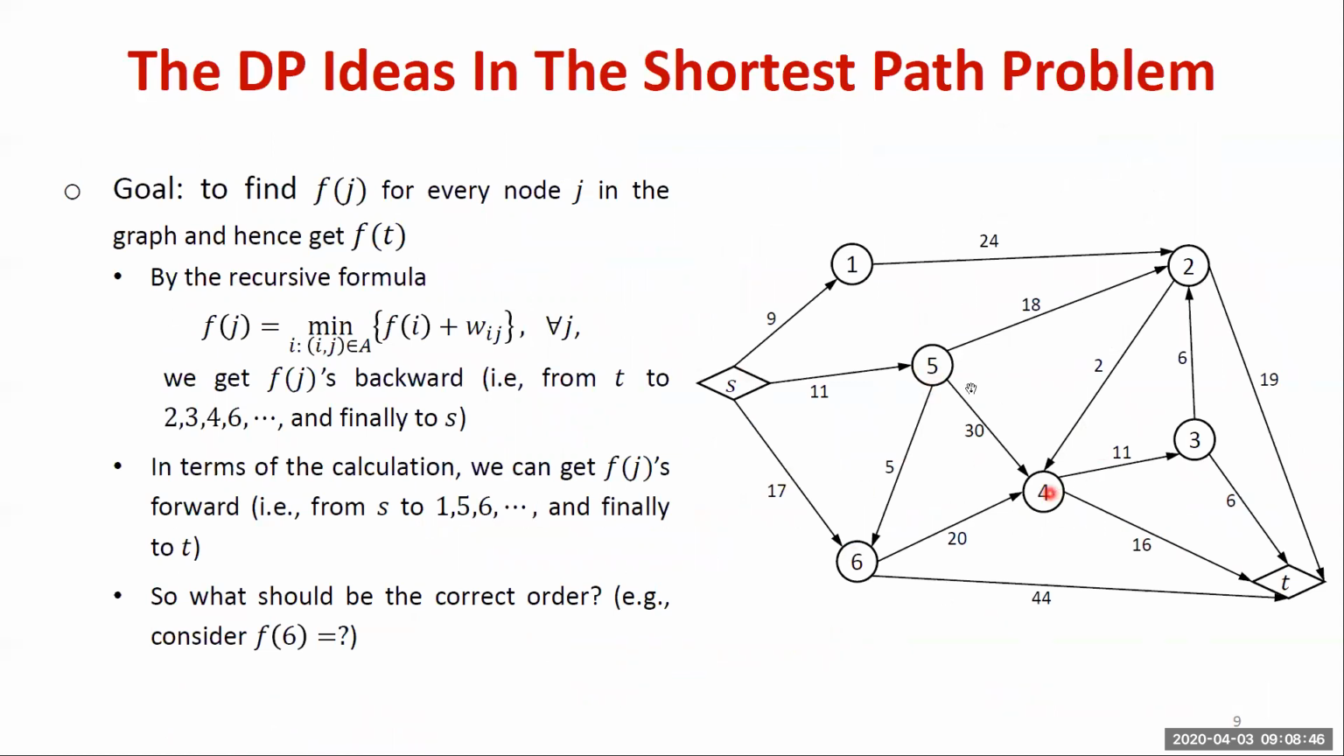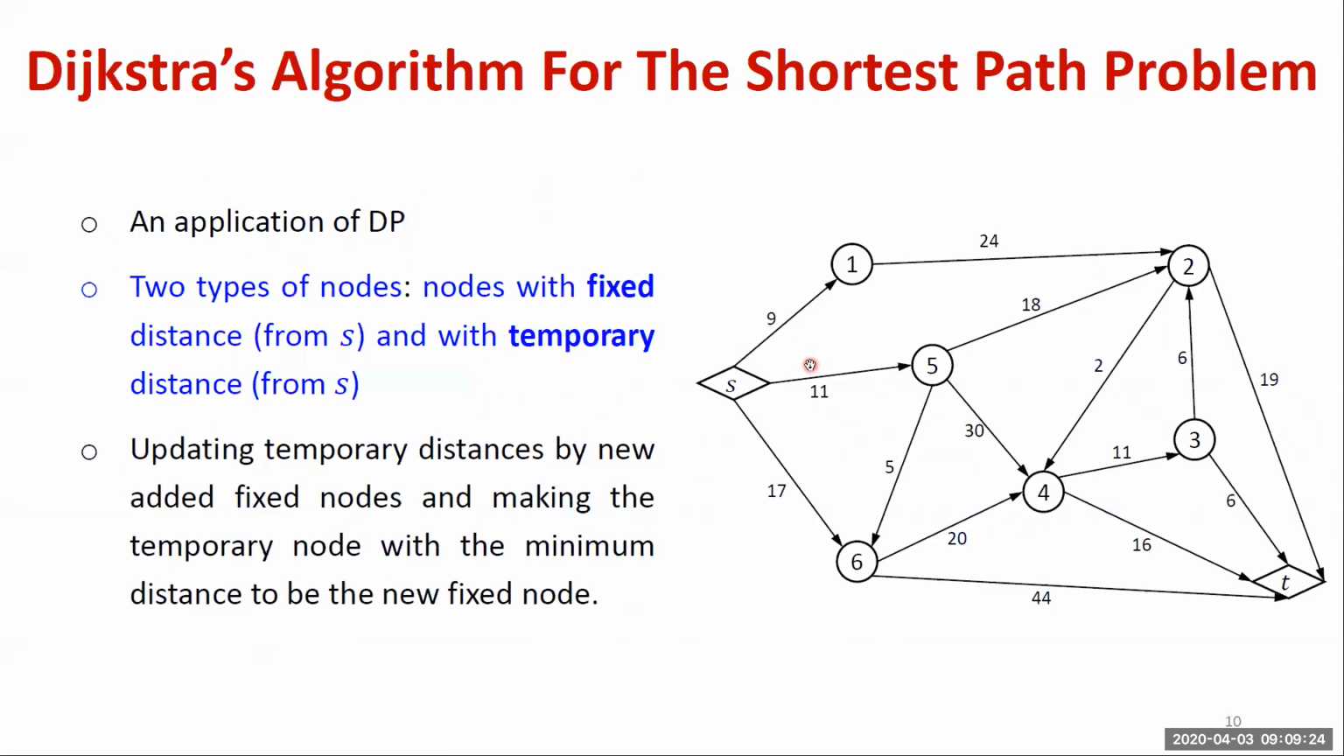Then from 4, I need to know 5 and 6 and 2. How about 3? From 3 and 2, I know 4. The question is, 3 is going to directly contribute to 2. Then what is the order? Should 3 be considered before when we're talking about 2, or should 3 be considered after when we're talking about 4? You know what I mean? What is the correct order for you to calculate the shortest distance from S to node I, which is any node here except for S itself? That's a problem. So Dijkstra's algorithm actually systematically solves this issue.